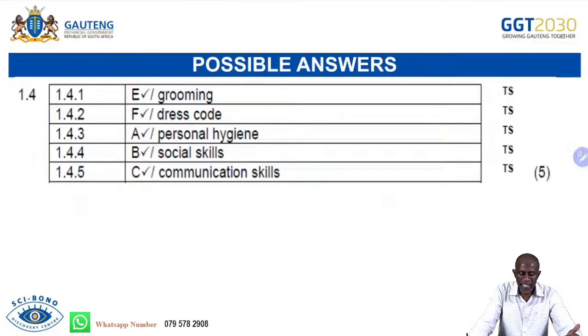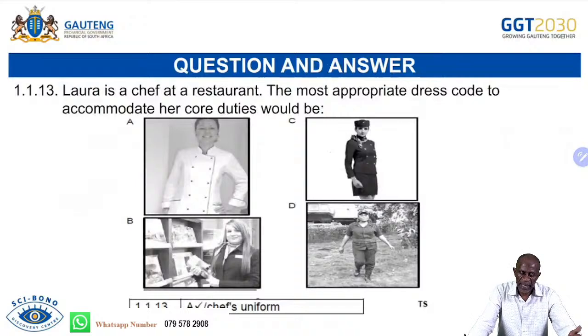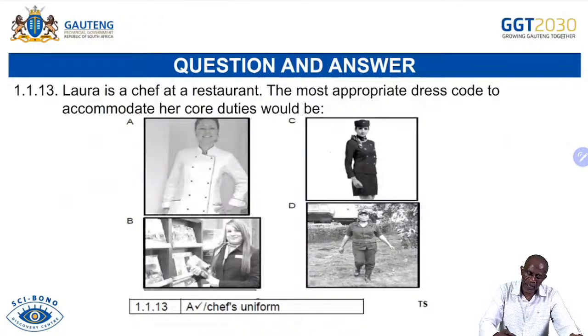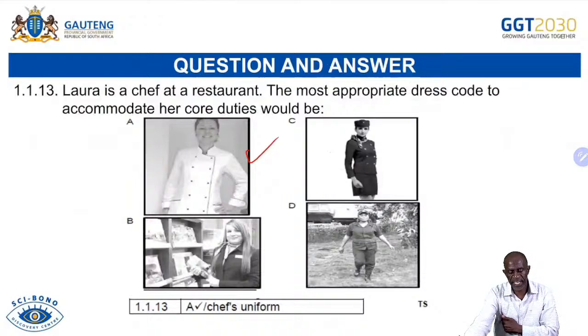1.4.2 matches with dress code, 1.4.3 personal hygiene, 1.4.4 social skills, and 1.4.5 communication skills. Question and answer. Laura is a chef at a restaurant. The most appropriate dress code to accommodate her core duties. And the correct answer is number A. So he looks more or less the same as the person who does the cooking in a restaurant.